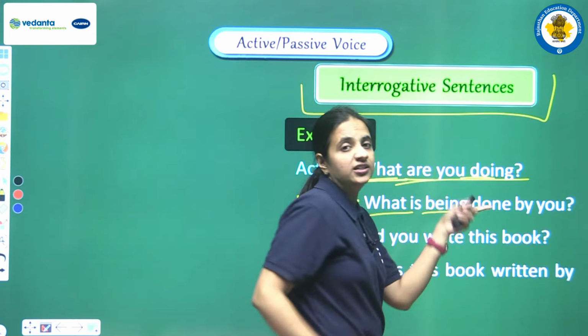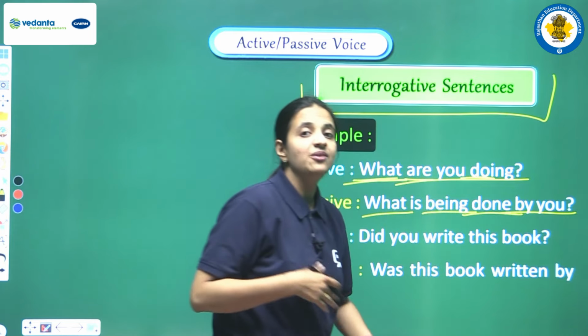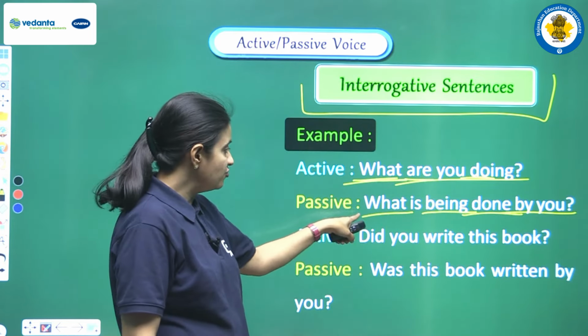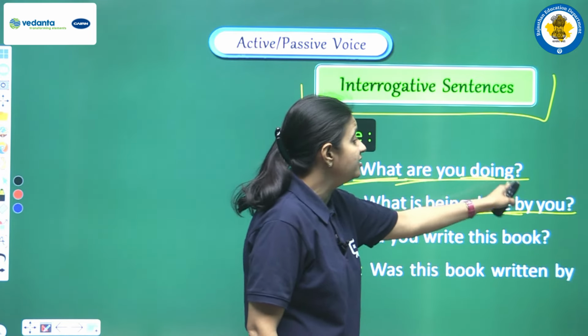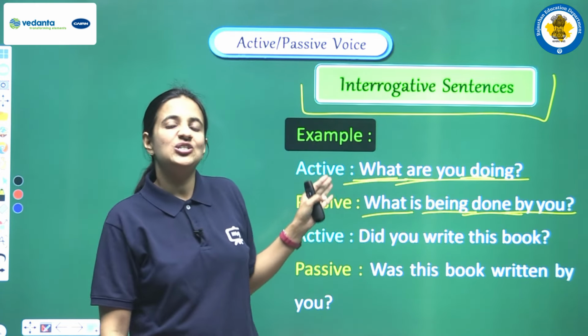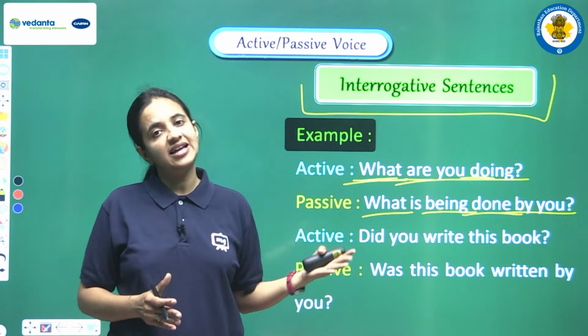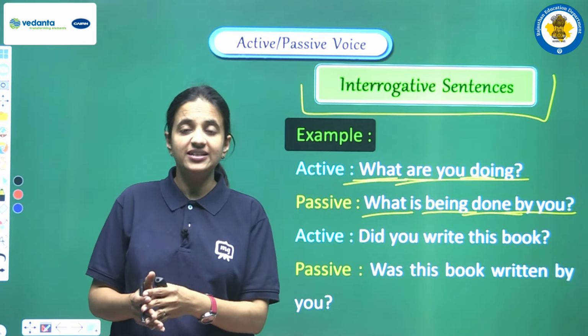Next, do, third form of do, it will be done, and in the end we are writing by you. So the passive voice will be what is being done by you. Clear? So just understand this rule: we cannot change the pattern, or we can say the form of the sentence, if we are having an interrogative sentence in active voice.